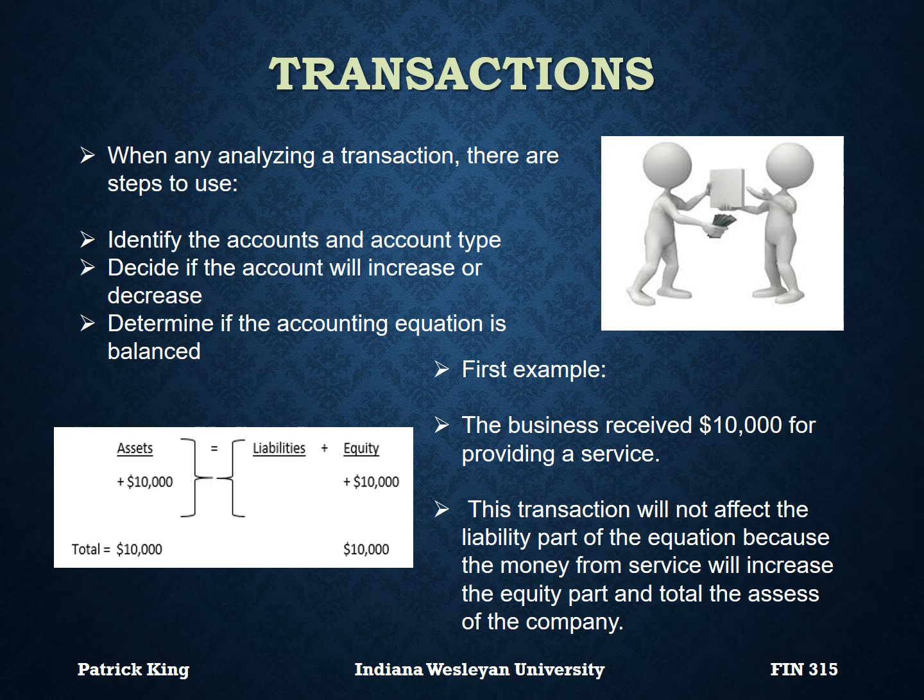In your first example, the business received $10,000 for providing a service. This $10,000 will not affect liabilities because it is considered a service, and so you'll add $10,000 to equity. And using the accounting equation, it also will be $10,000 to your assets, totaling $10,000 on both sides of the equation, which balance each other out.